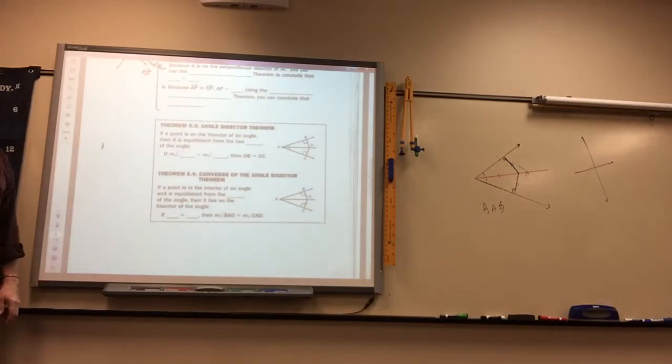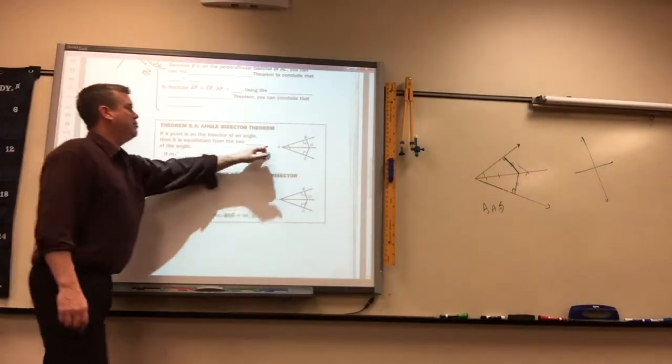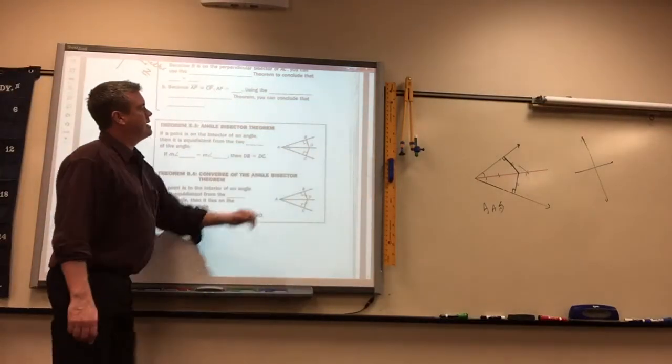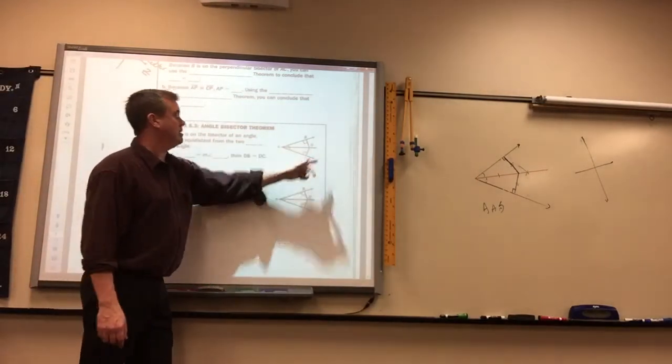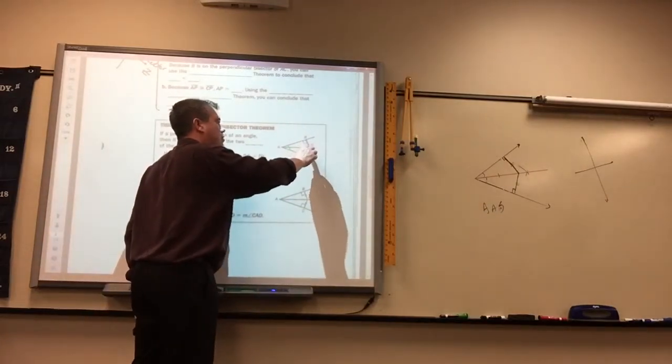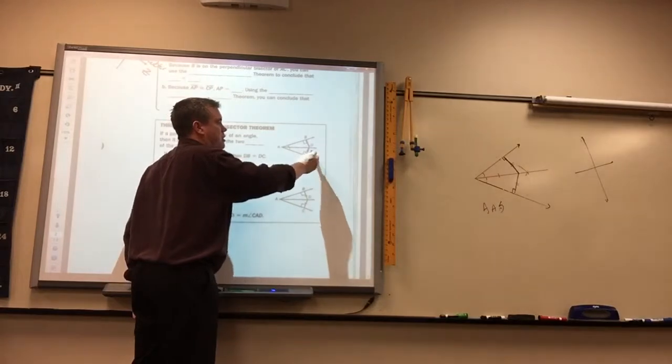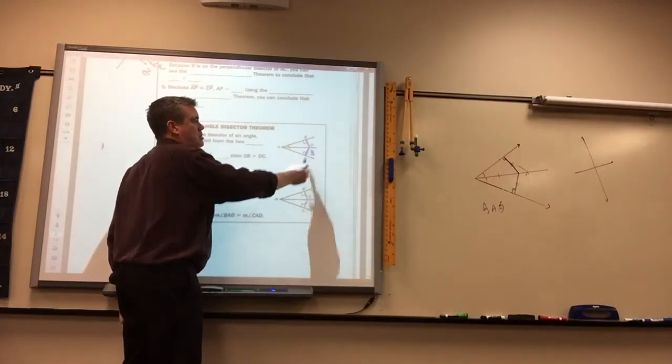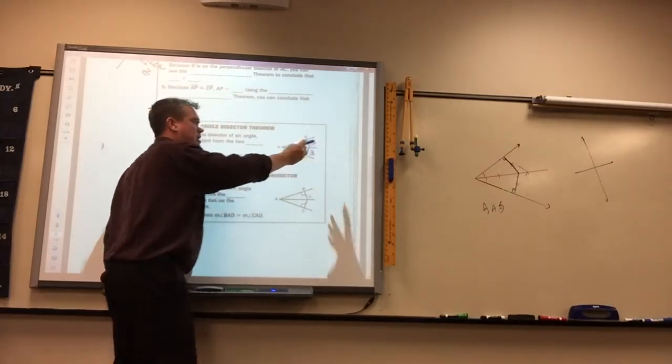Angle bisector we already talked about. If you bisect an angle, any point on that line is going to be equidistant from the sides. So this length will equal that length. If this is 3, they'll ask you how long is BD. It's 3. It's that simple.